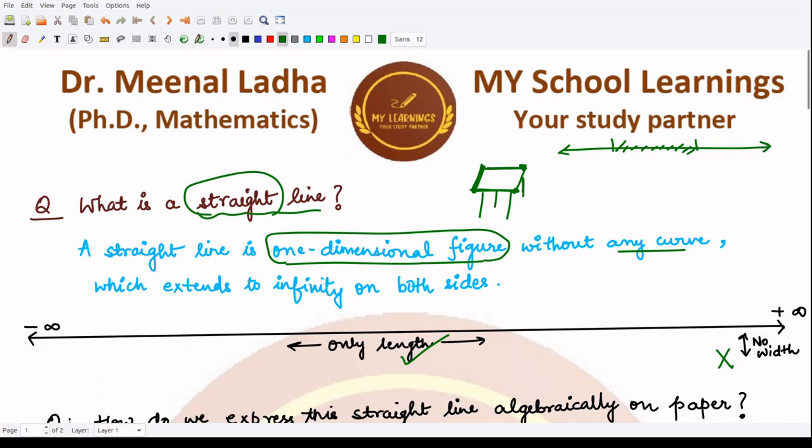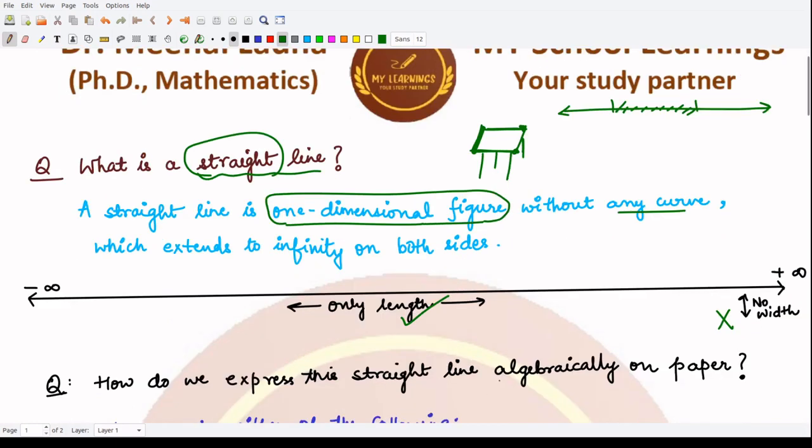Visually, we can see straight lines in the surroundings, there are many straight lines present. So how do we express the straight line algebraically on paper, using symbols, variables and constants? We want to make an analysis of straight lines, so this is our aim.